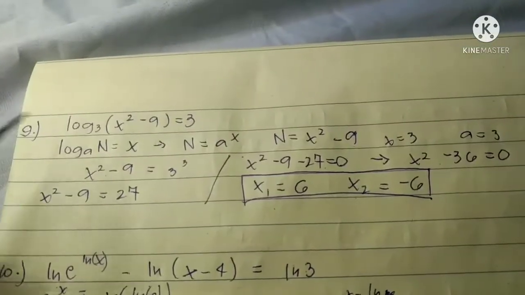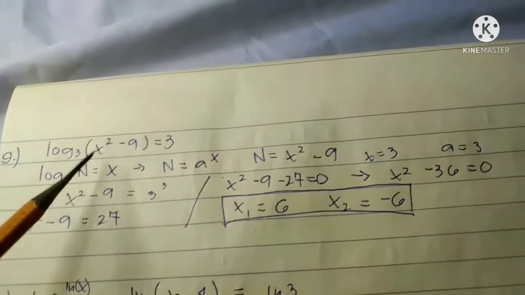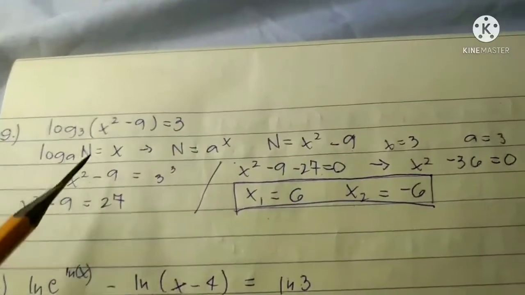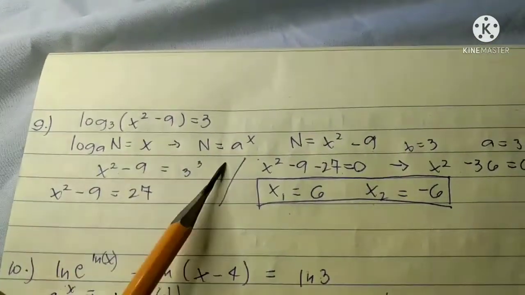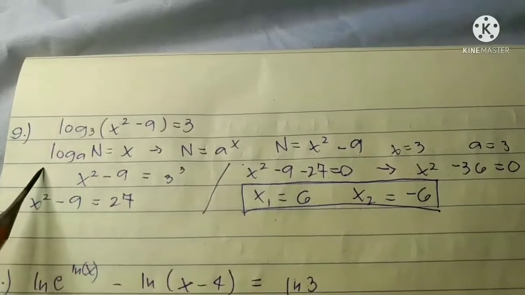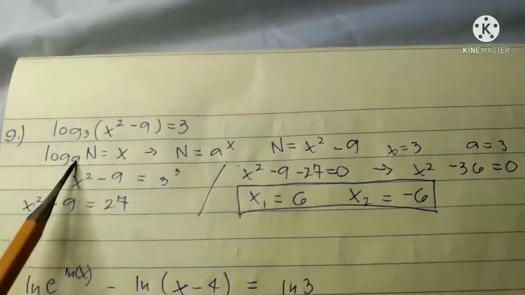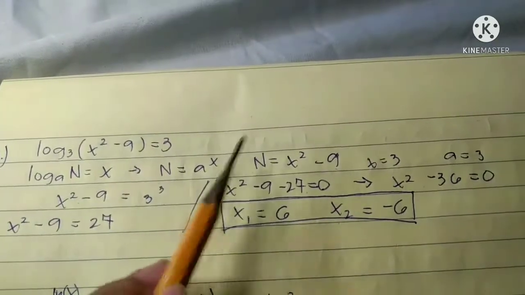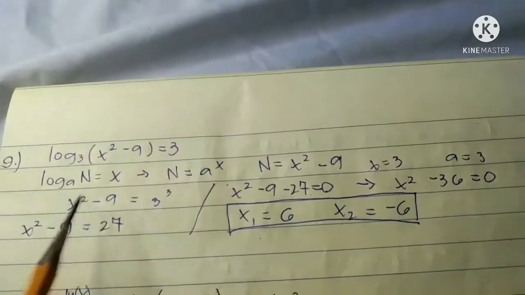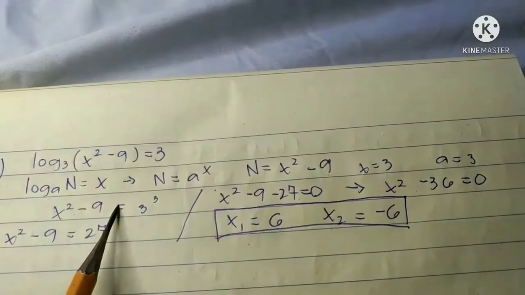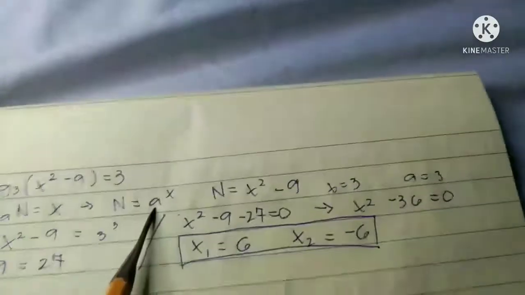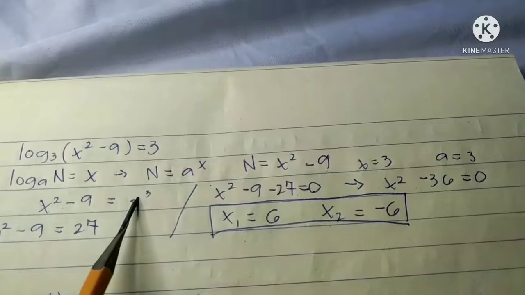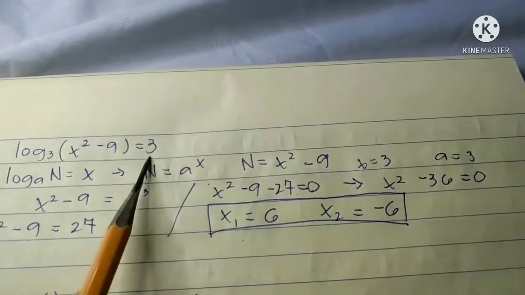Number 9, we have here log base 3 of quantity x squared minus 9 equals 3. So to solve this, we can use this equation, log base a of n is equal to x, then we will get n is equal to a raised to x. So our n is x squared minus 9. Our a is 3, which is the base, and our x is the 3.